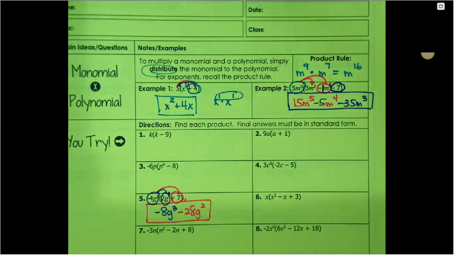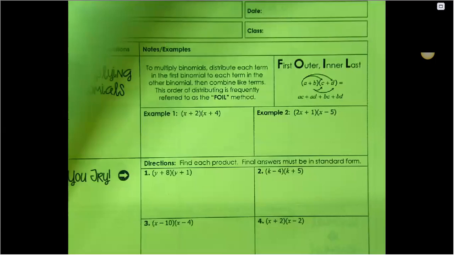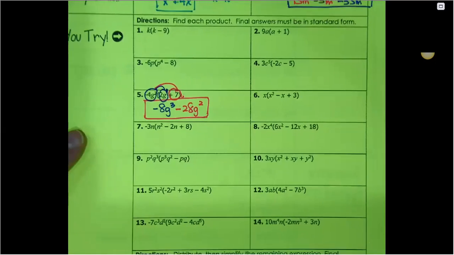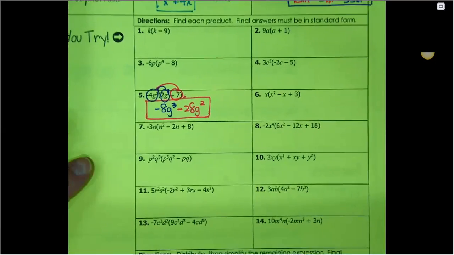Okay, how did everybody do? Great. Okay, I want you guys to try number 11. It's on your paper. Number 11.